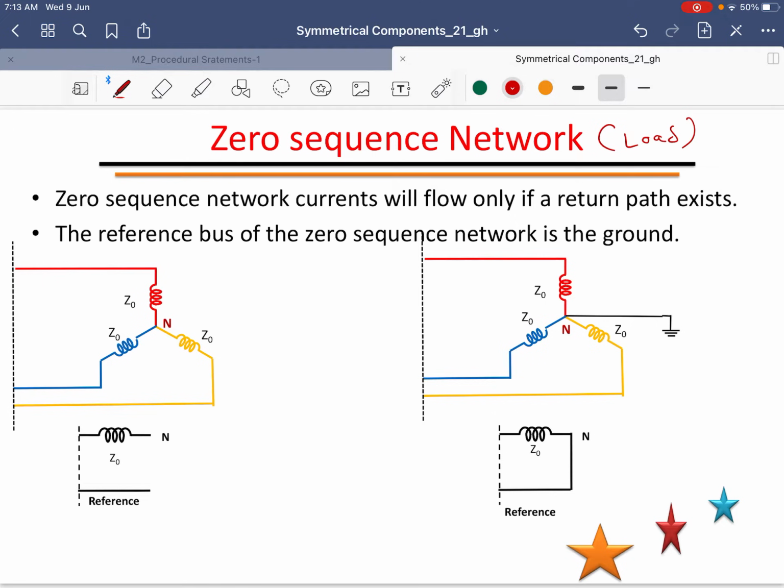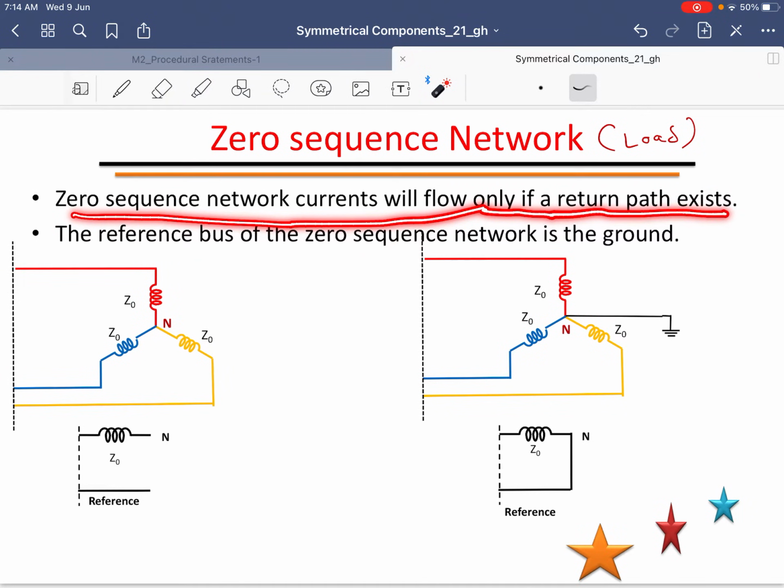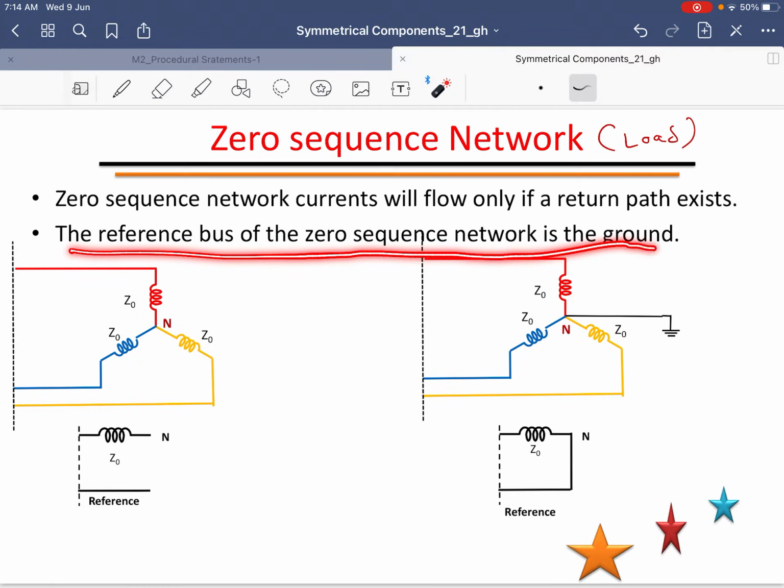That is, you have to draw the zero sequence network in such a way that only when there is a return path is there an existence of zero sequence current. If it is not grounded, then there is no existence of zero sequence current. The same thing is written here: zero sequence currents will flow only if a return path exists. Therefore, the reference bus of the zero sequence network is grounded. Then the reference is grounded with that network.